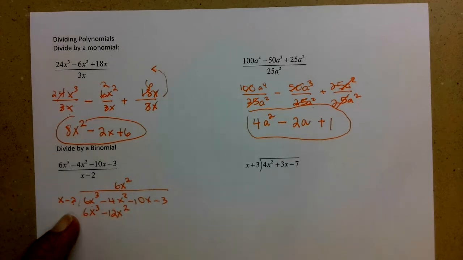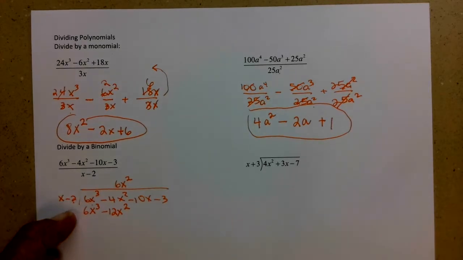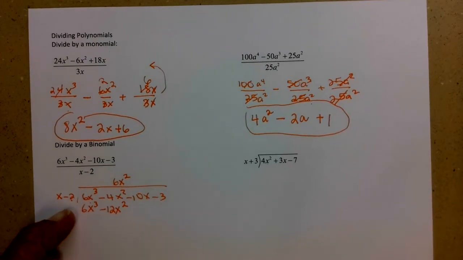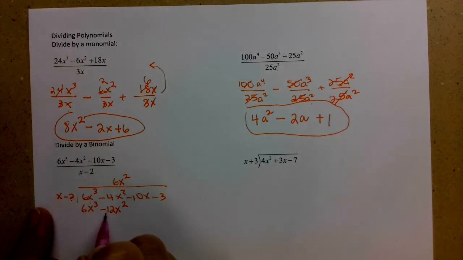Okay, so remember when you do long division, after you multiply, the next thing you did was subtract. So now I'm going to subtract, I'm going to use a different color so hopefully you can see it, each of those terms.